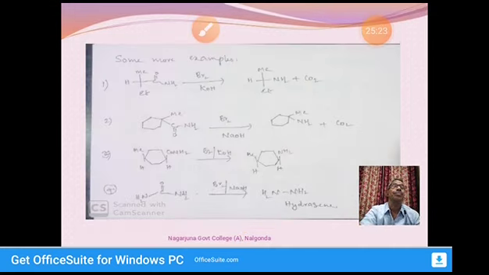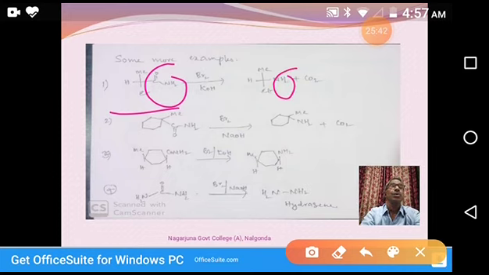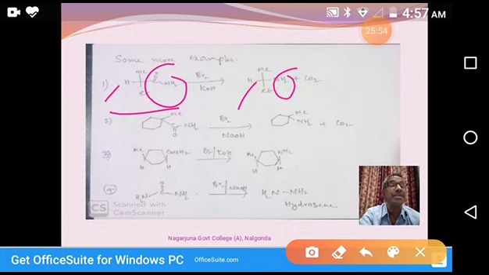Next slide. There are some more examples. You see, this is an amide with some symmetric group. This amide is converting into an amine. The configuration of R is the same in the reactant as well as the product. As we already discussed, in this reaction, if there is an asymmetric carbon, retention of configuration takes place.